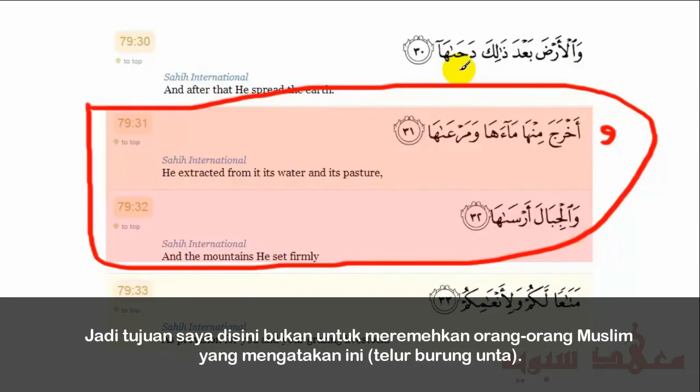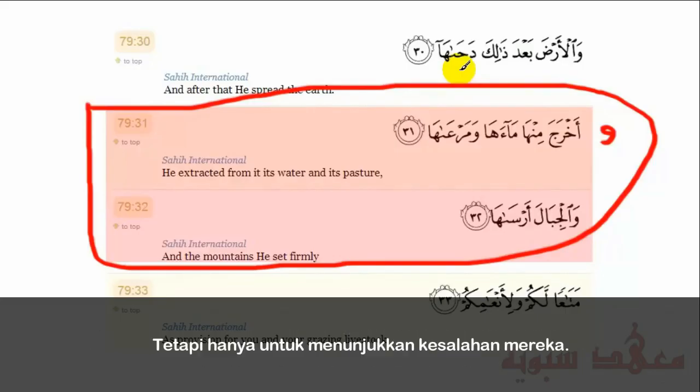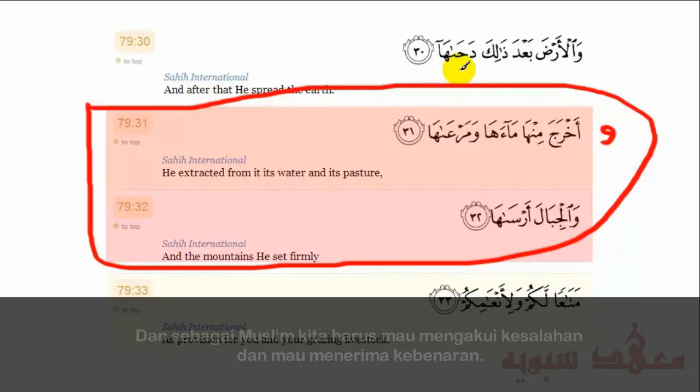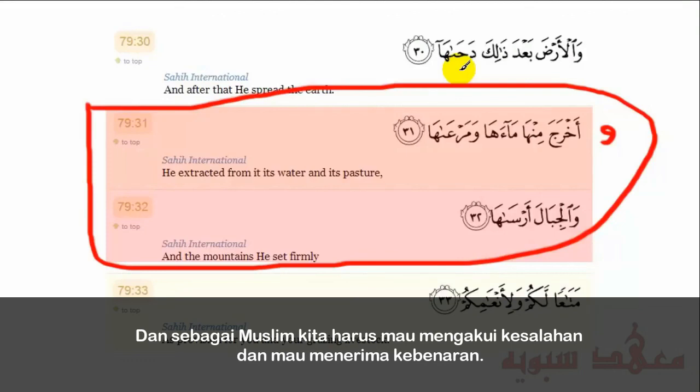Now, my intention is not to belittle those Muslims who said this, but just to point out their mistake. And as Muslims, we should always be willing to accept that we are in the wrong and to accept the truth.